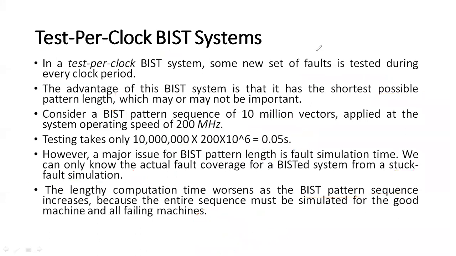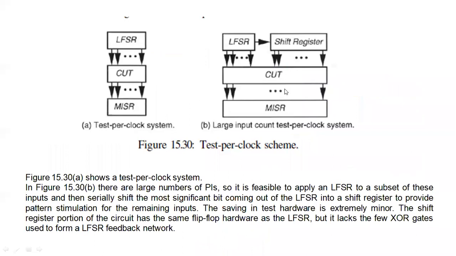So that is what we say within the test per clock built-in self-test. Here we have two representations. The first represents a test per clock system with an LFSR, which sends to a CUT, circuit under test, and from there to the MISR, the multiple input signature register. Based on this operation, the LFSR sends to the circuit under test, and from there to the MISR.